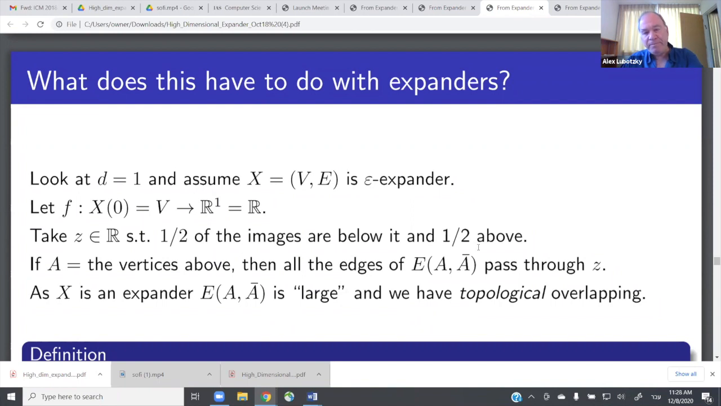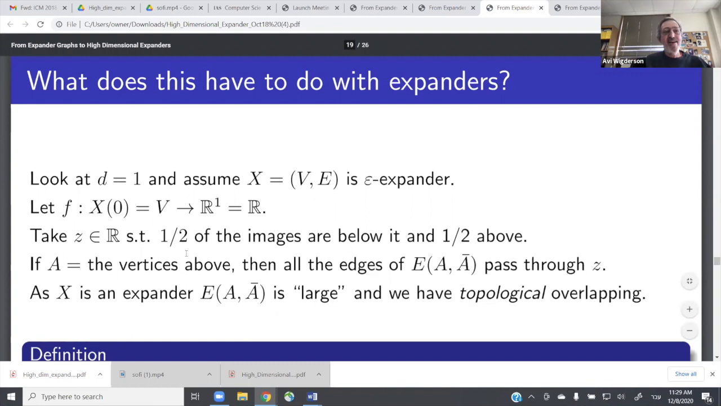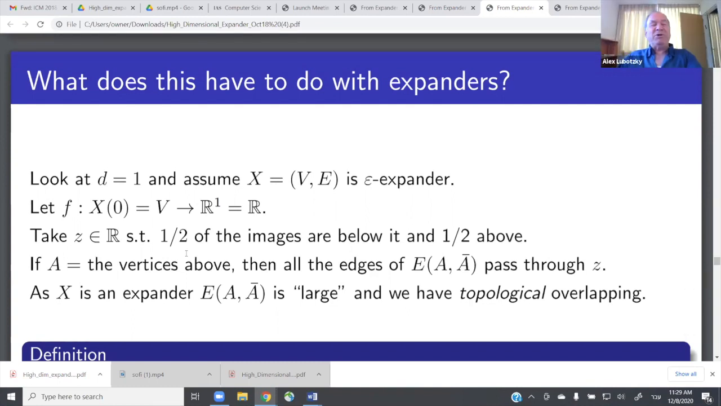Why? Of course, this is true for the complete graph, but why is this true also for an expander? Oh, sorry. There exists a point. Sorry, the next line. I'm sorry, this line is still true always. There is always a point with half of the images below and half above.